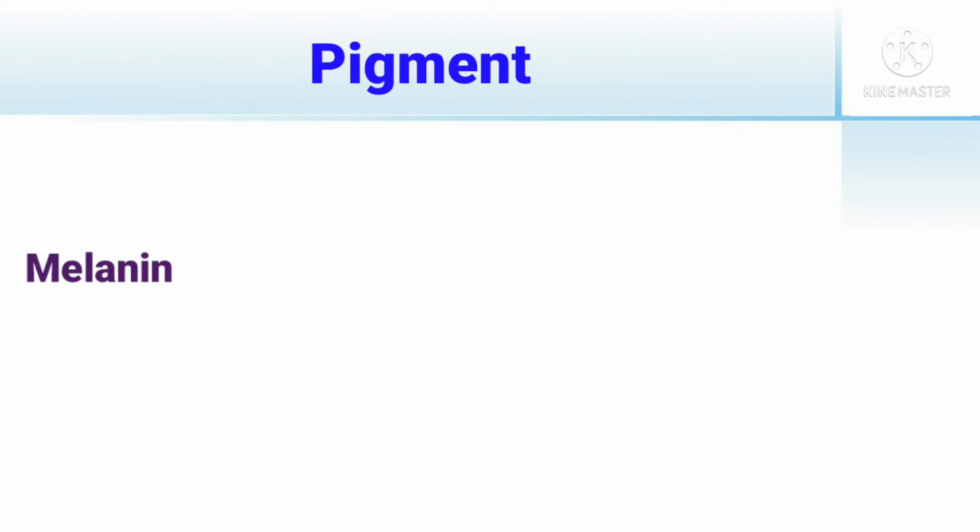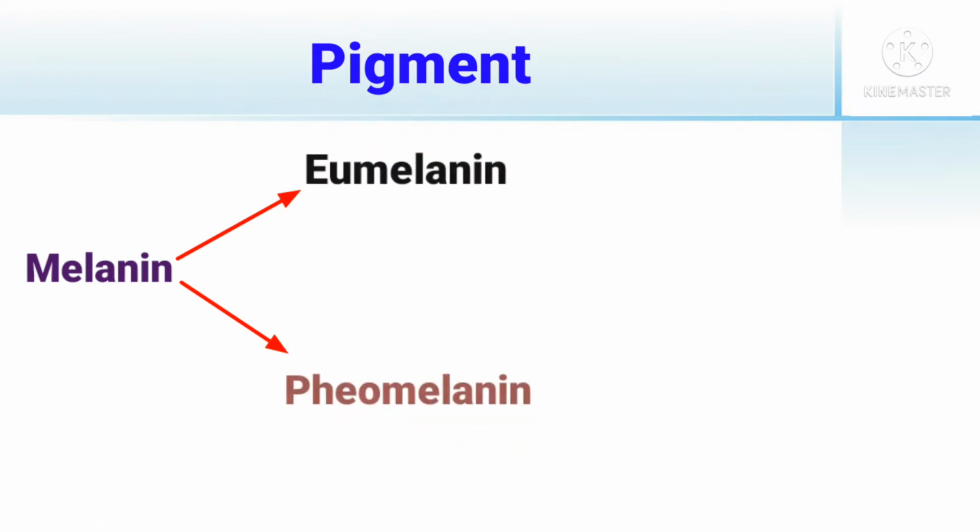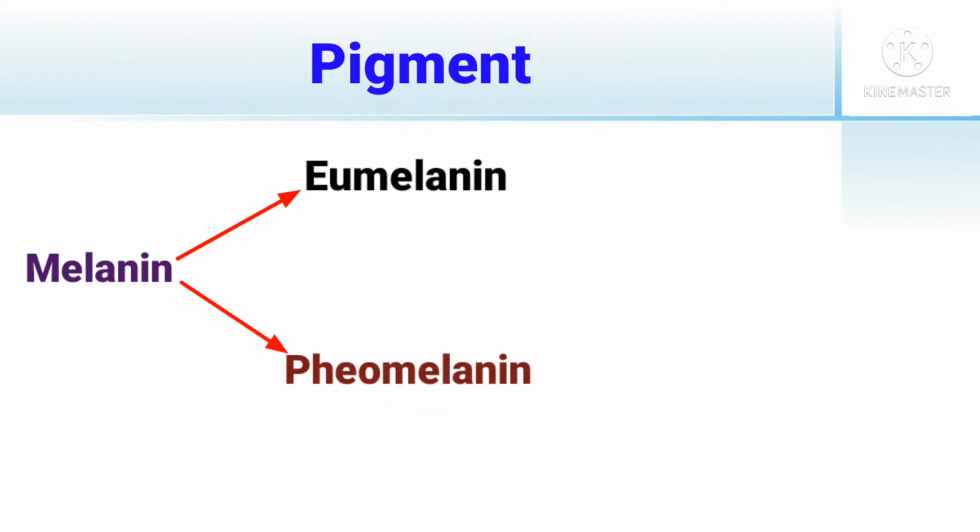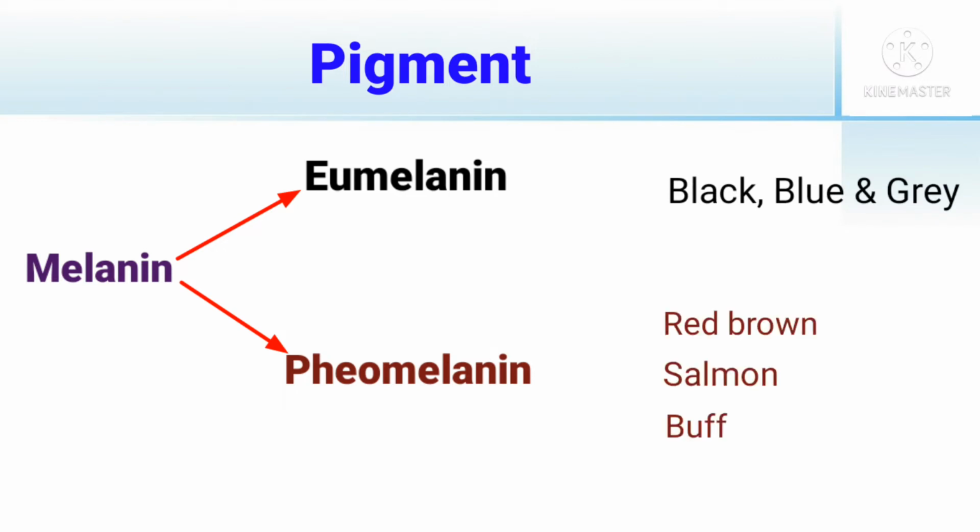The pigment melanin determines the plumage colors and patterns in feathers. This melanin pigment is divided into eumelanin and pheomelanin. Eumelanin is the pigment of black, blue and grey color feathers, and pheomelanin is the pigment of red, brown, salmon, buff color feathers. Distribution of these pigments is complicated by differences in feather form and structure associated with age, sex, as well as structural variations between and within feather tracts.